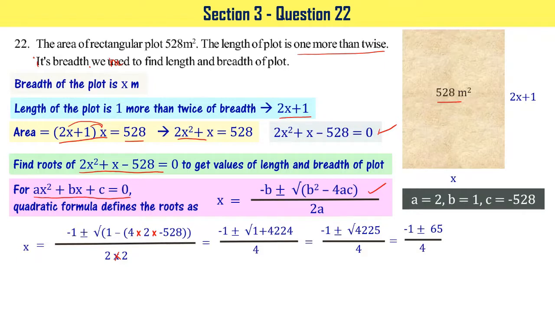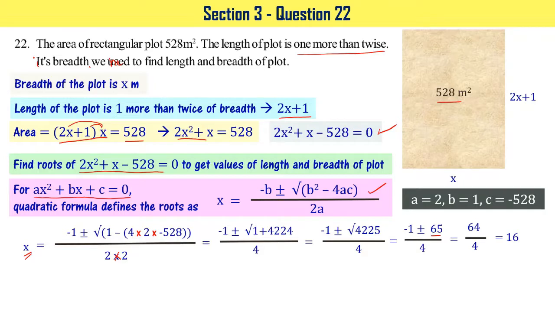I can take plus 65 or minus 65, right? If I take minus 65, I'm going to get the value of x as a negative number, right? Minus 65 minus 1, that is going to be minus 66 divided by 4. That is why we are not going to take minus 65 into consideration, because your breadth cannot be a negative number. For that reason, let me take only plus 65. When I take plus 65, x is going to be 64 by 4, that is equal to 16, right?